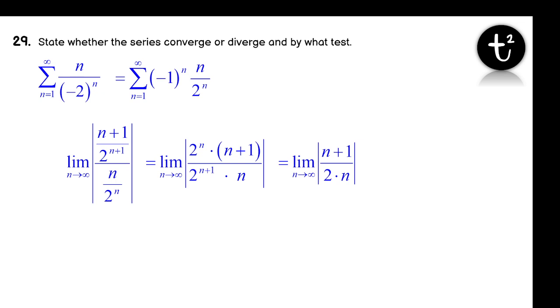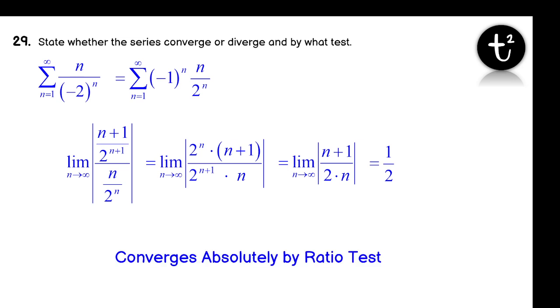But taking a look at my cleaned up or simplified limit, this is the limit as n goes to infinity of the absolute value of n plus 1 over 2n. This is a limit of a rational expression where the degree of the top is the same as the degree of the bottom. So this limit will go to the ratio of the leading coefficients, 1/2. And since this limit is less than 1, the original series will converge, and converge absolutely by the ratio test.